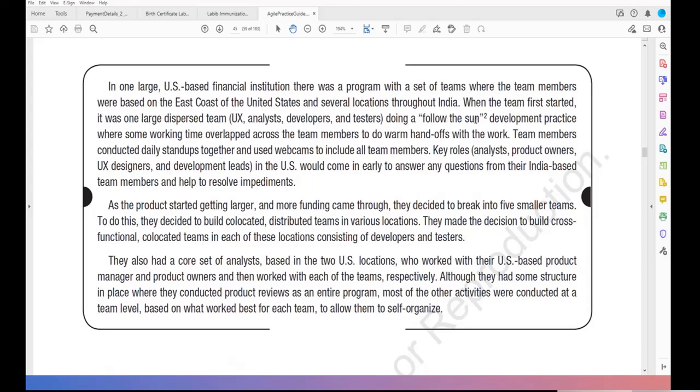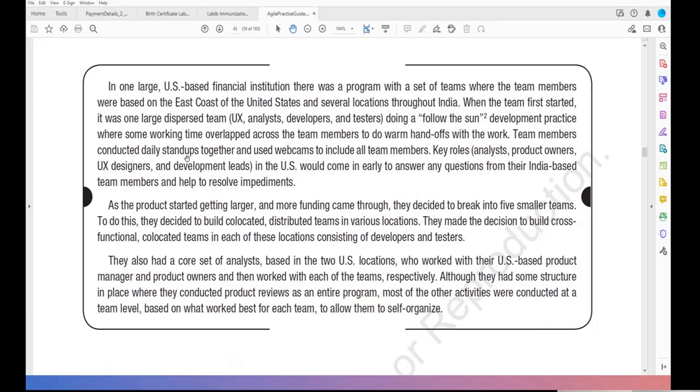When the sun rises, people start working. When the sun sets, people stop working, right? In one large US-based financial institution, there was a program with a set of teams. They are mentioning several locations throughout India, and one large dispersed team. And so this is the team: analyst, developers, tester, and they are following the sun practice.